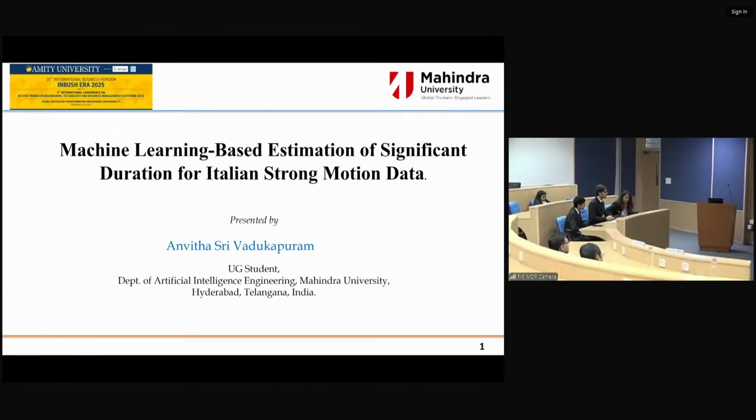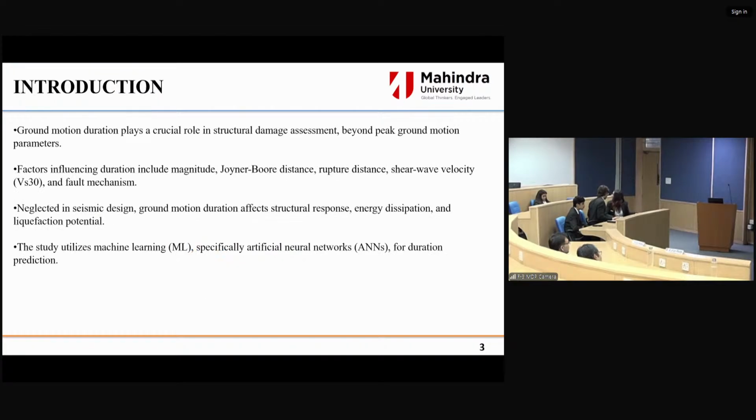Hello, I'm Anita Srivarkapuram. I'm a UG student from Mahindra University. Today I will be presenting my research on machine learning based estimation of significant duration for Italian strong motion data. Now coming to the introduction part, ground motion duration plays a crucial role in assessing structural damage beyond just peak ground motion parameters. Various factors such as earthquake magnitude, distance from the fault, and shear wave velocity influence duration. It is often neglected in seismic design, though it impacts structural response and liquefaction potential.